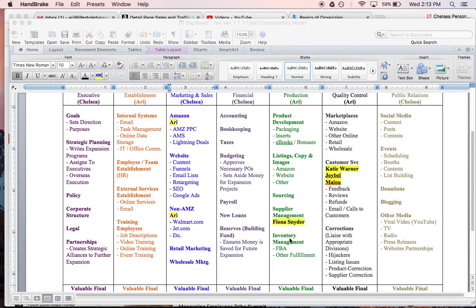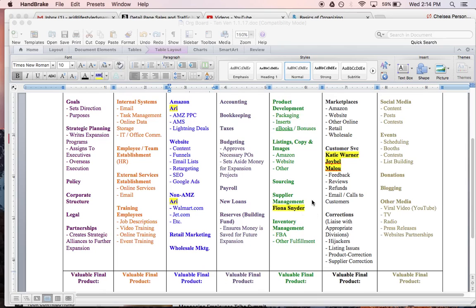Inventory management. If you run out of inventory and there's nothing to sell, these guys are trying to sell stuff and this person over here doesn't have any product to sell, he's in trouble. Whoever's running this division's in trouble. So inventory management is very important.